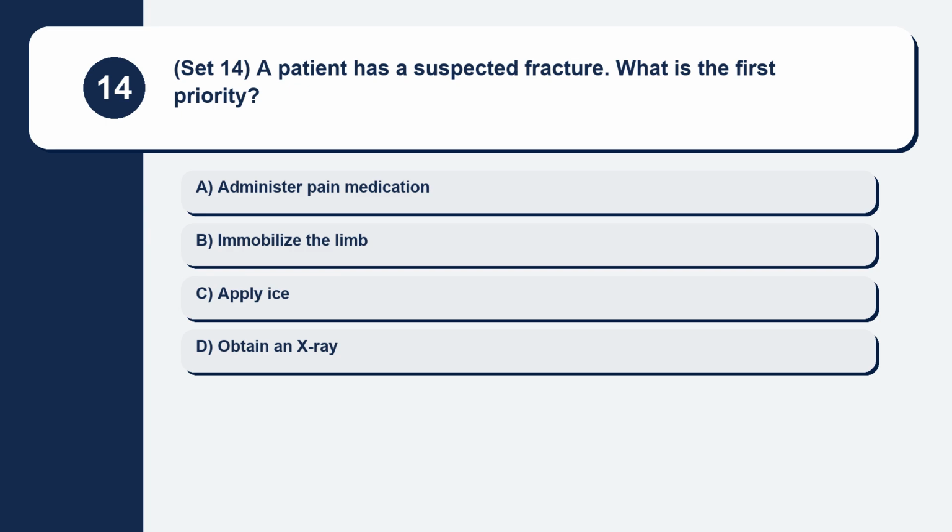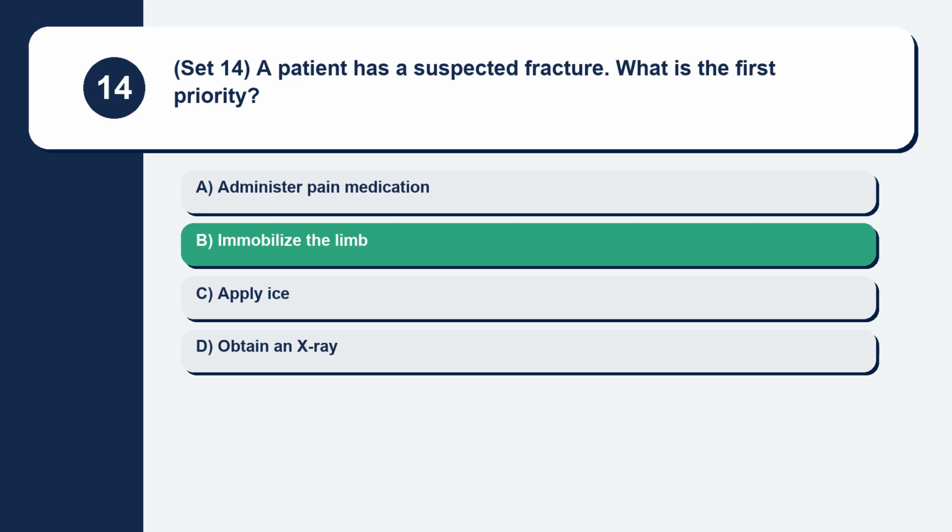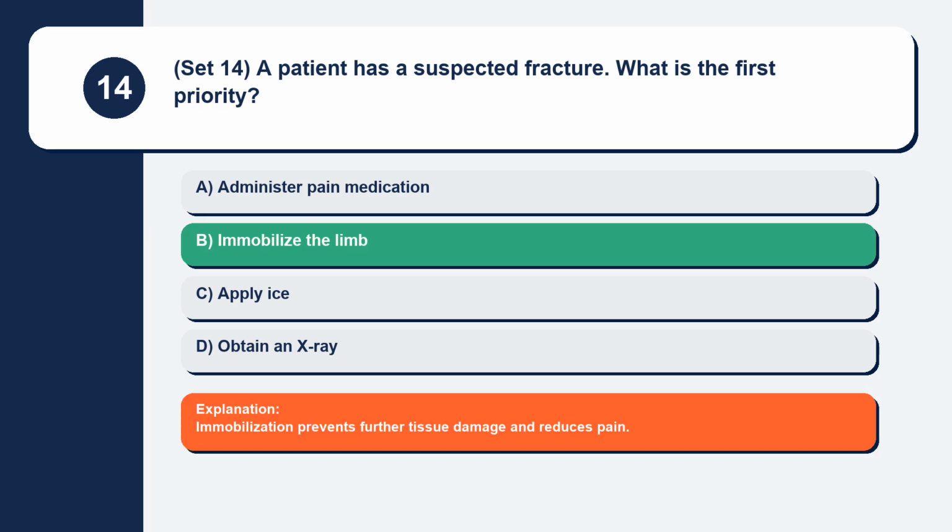Question 14. Set 14. A patient has a suspected fracture. What is the first priority? Administer pain medication, immobilize the limb, apply ice, obtain an X-ray. Immobilization prevents further tissue damage and reduces pain.